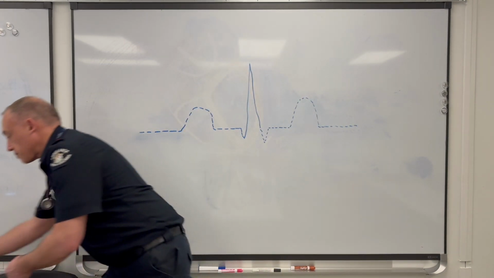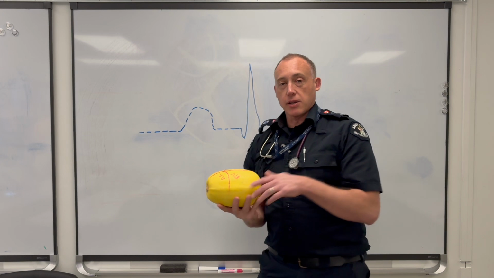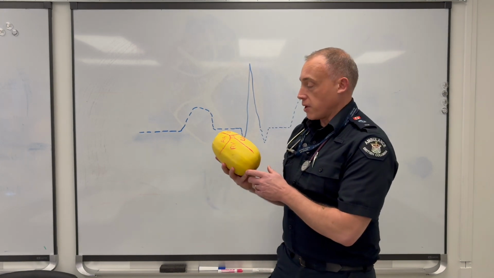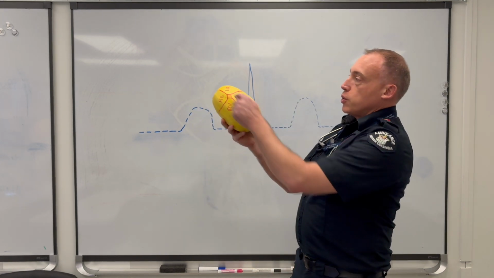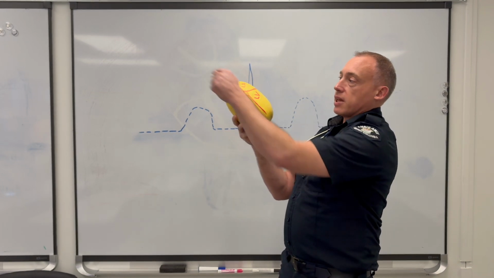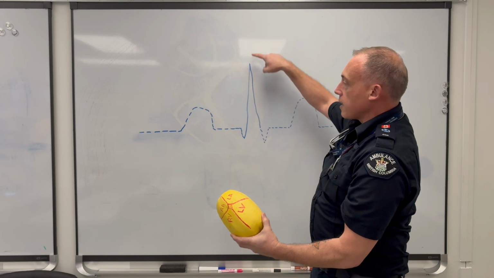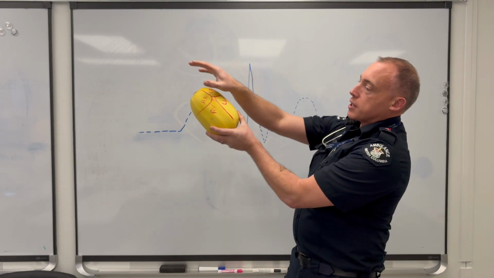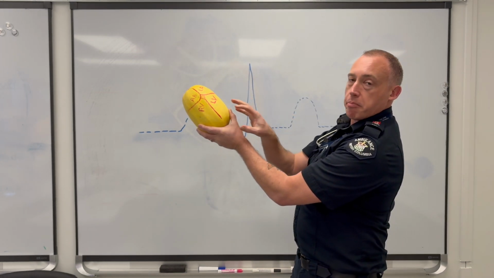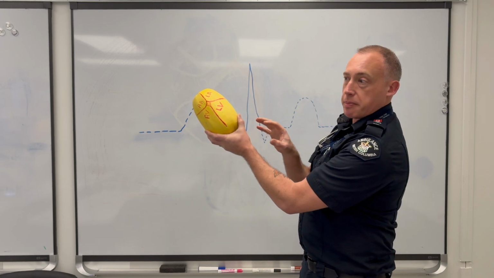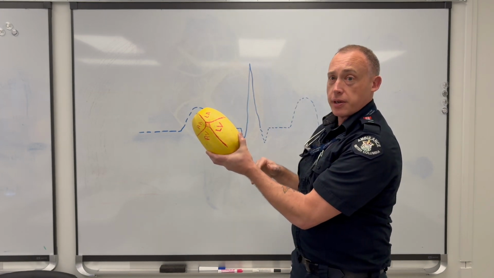In fact, if we take a look at the good old spaghetti squash of learning, when we take a look at lead 2, so right from right arm down to left leg, right through the heart as it sits, we're going to see this nice big deflection in the R wave because we're watching that depolarization come through the big muscle mass of the left ventricle and septum. So we're going to see this nice tall deflection.